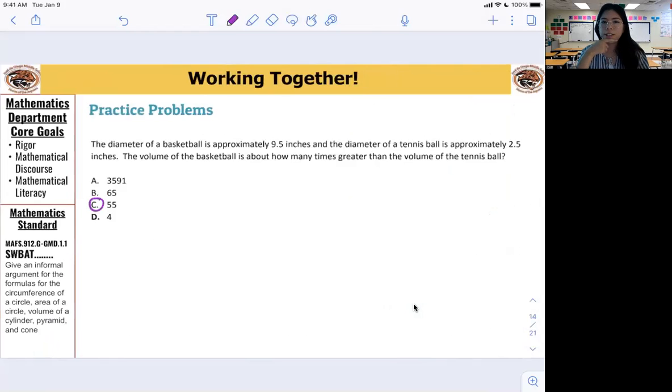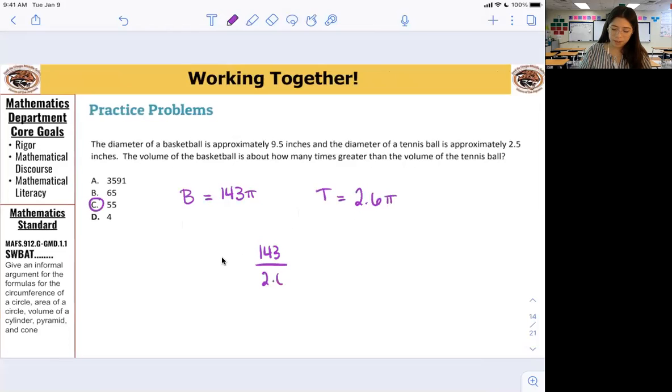So this one was a little bit challenging. Does anyone want me to go over this one? Yeah? Okay, this is the diameter, so just be careful. The diameter is 9.5. So the basketball volume was 143 pi. And then the tennis ball volume was 2.6 pi. And then you have to figure out how much larger is the basketball. So you're basically looking for what do you multiply by to get 143? So you divide 143 divided by 2.6 gives you 55.